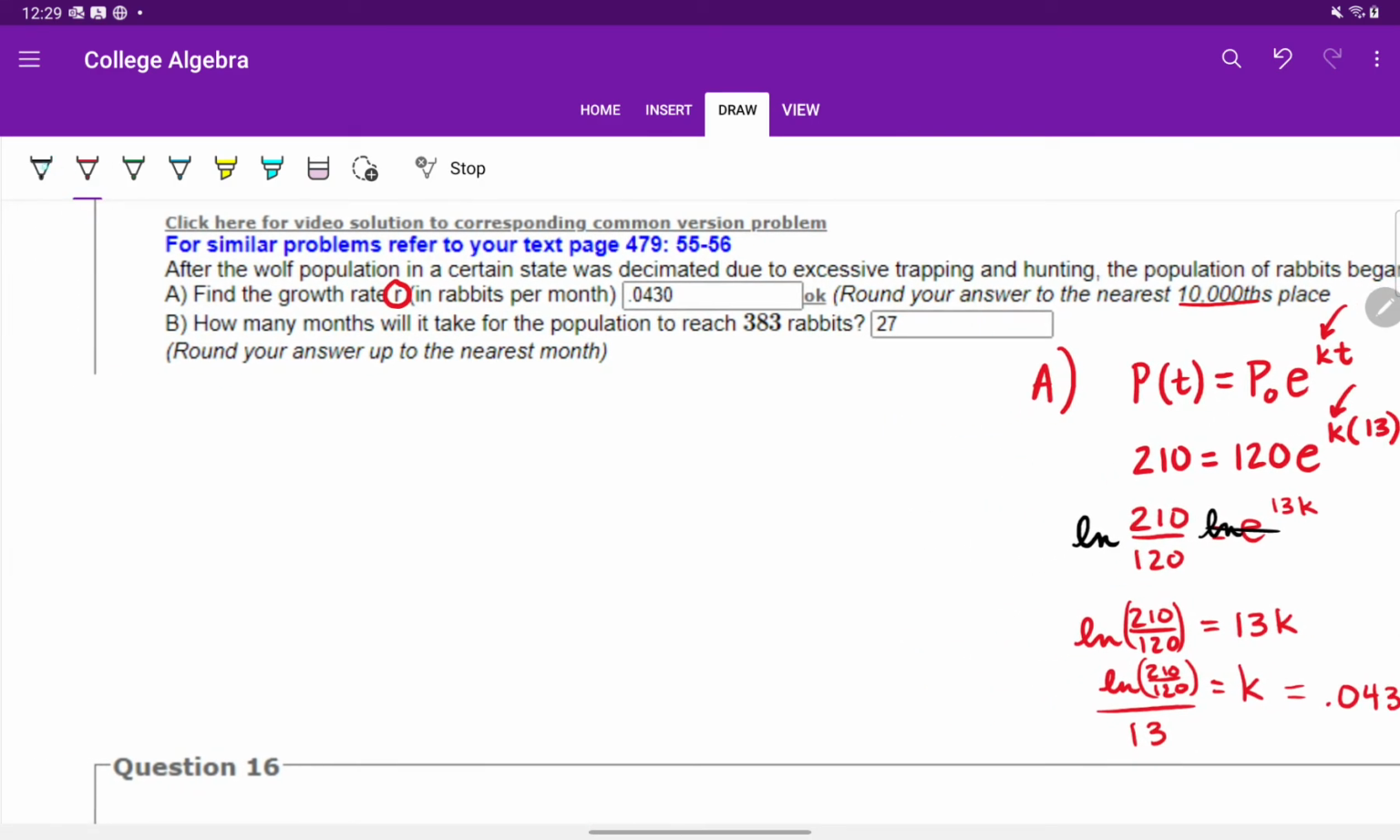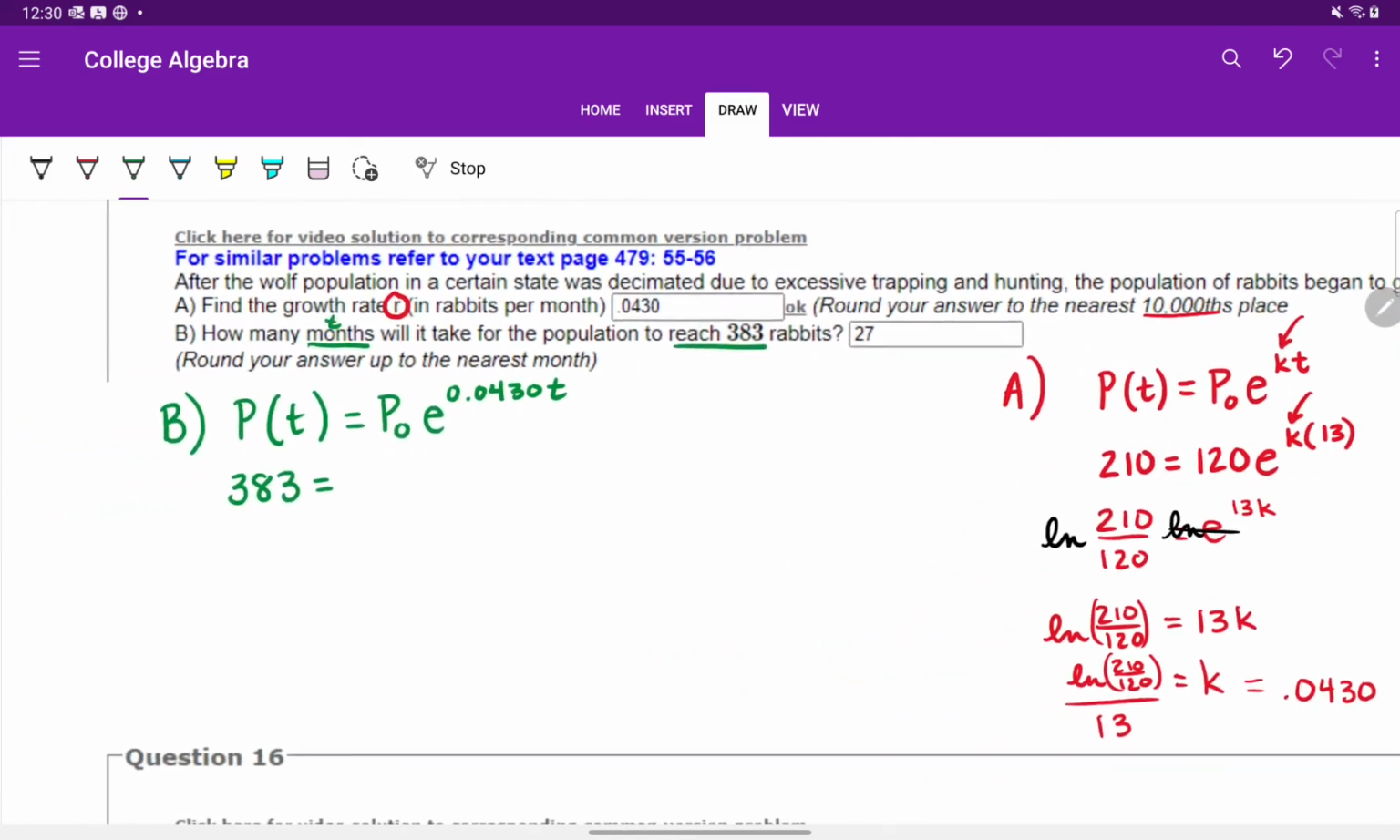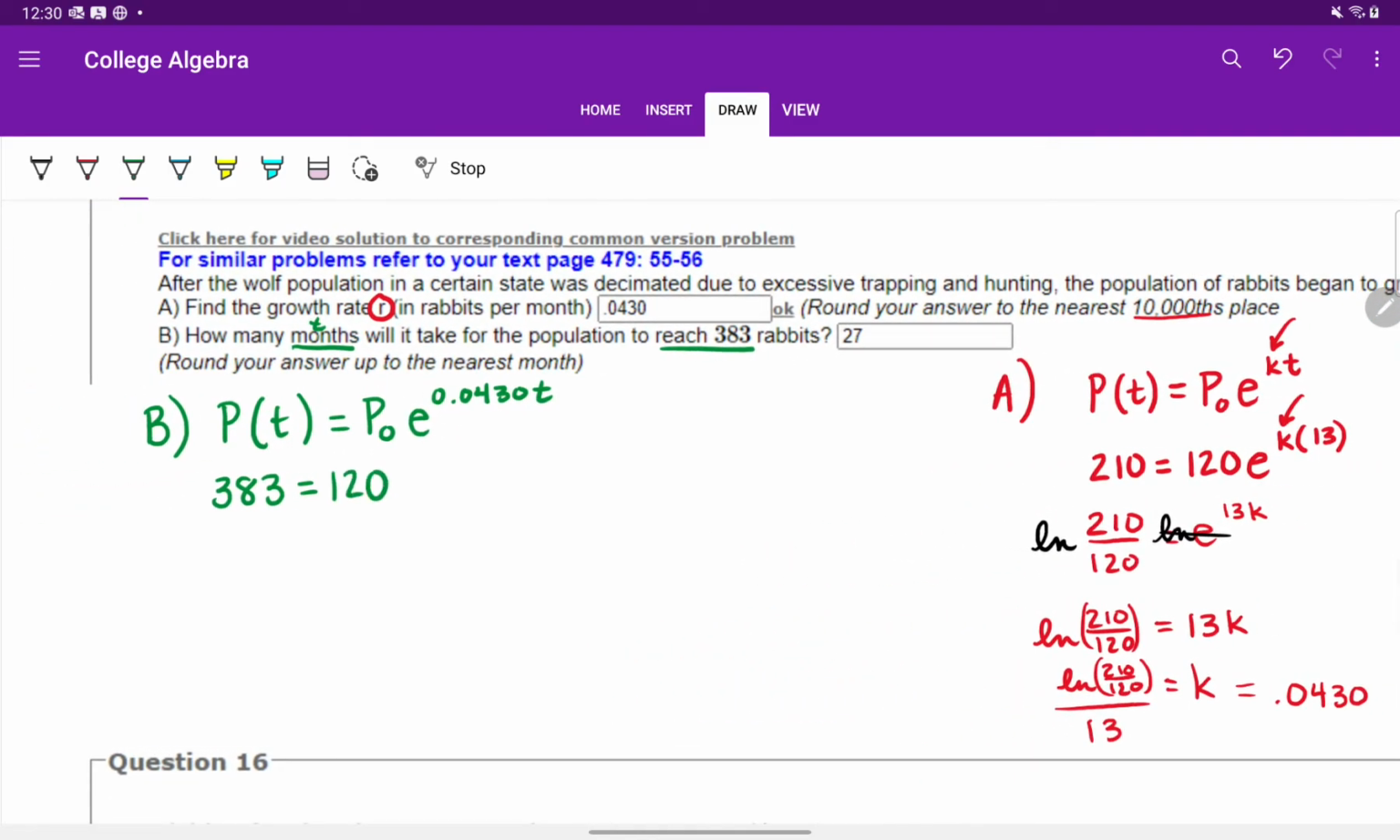All right, so for part B, we now already know our constant K. So we are going to start out our formula with that constant written in. Once you know K, it's there for good. So question B says, how many months will it take, so how much time, we're looking for T, for the population to reach 383? So that would be in place over here, 383 on the left. And remember, our starting amount of rabbits was 120. So that goes in for P naught.